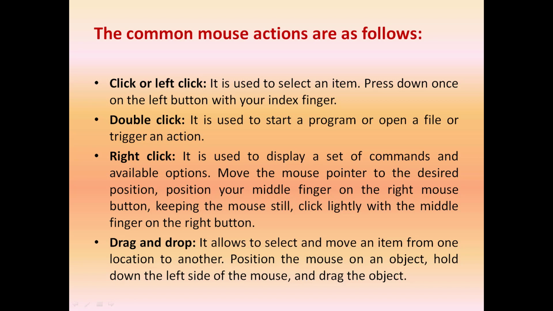Double click. It is used to start a program, open a file or trigger an action. Right click. It is used to display a set of commands and available options. Move the mouse pointer to the desired position. Position your middle finger on the right mouse button. Keeping the mouse still, click lightly with the middle finger on the right button. A dialog box will open, and you can click on the command you want with the help of the right click.